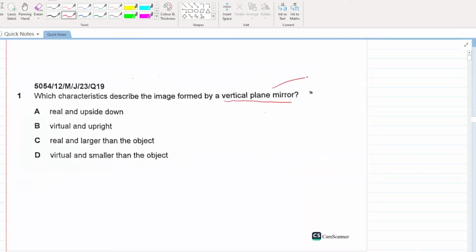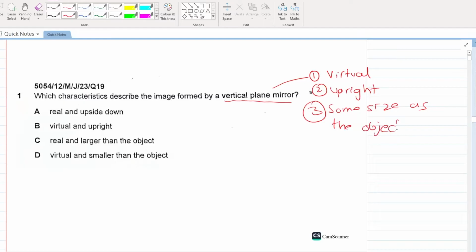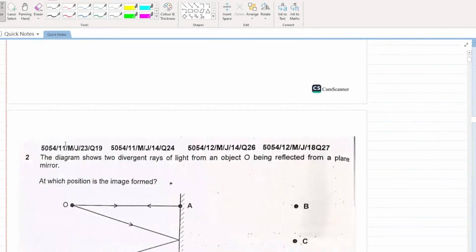Okay. So there are three characteristics that you need to remember for an image formed by a vertical plane mirror. Firstly, it is virtual. Secondly, it is upright. And thirdly, it is the same size as the object. So the image formed from a plane mirror is virtual, upright, and same size as the object. B is your answer. Let's further move ahead.